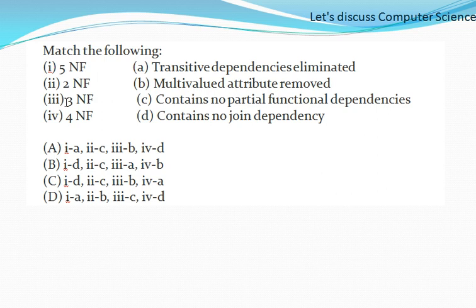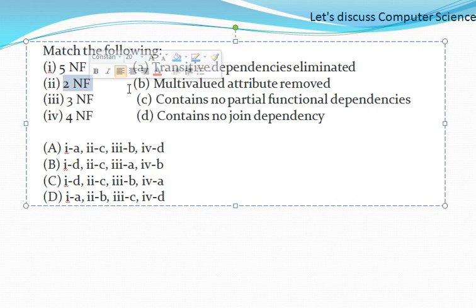If you check here, for second normal form, transitive dependencies are there, so it is not the right option. Multi-valued attributes removed, no, it is not the right answer. Contains no partial functional dependencies, so absolutely this is the right answer for second normal form. There should be full functional dependency between a prime and non-prime attribute. And for third normal form, transitive dependencies should be eliminated.